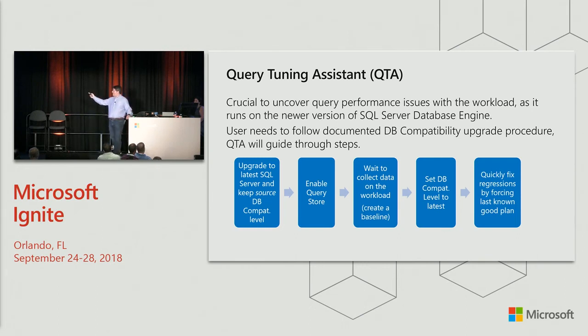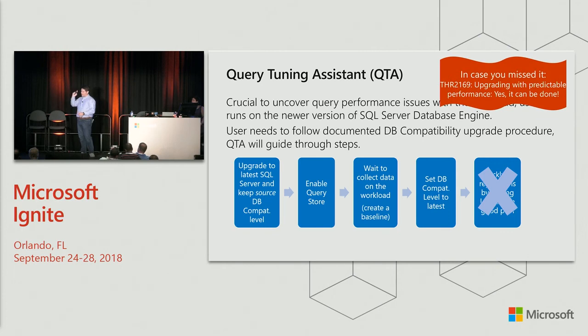So if you ran through that upgrade process that we've mentioned a couple times today, that last bit there is what, in this case, automatic tuning is doing in SQL Server. It's going back by forcing the last known good plan. However, QTA can actually give you an alternative in this last stage. So you can go online and check out the video for that session.